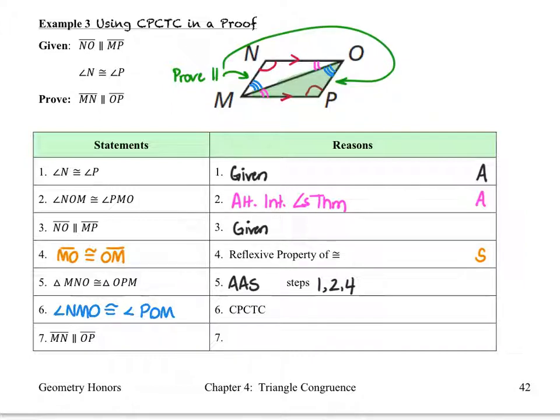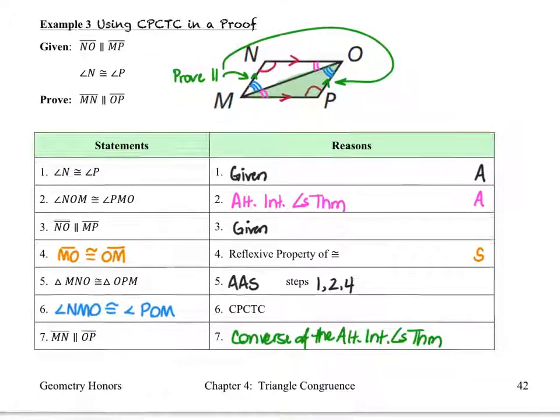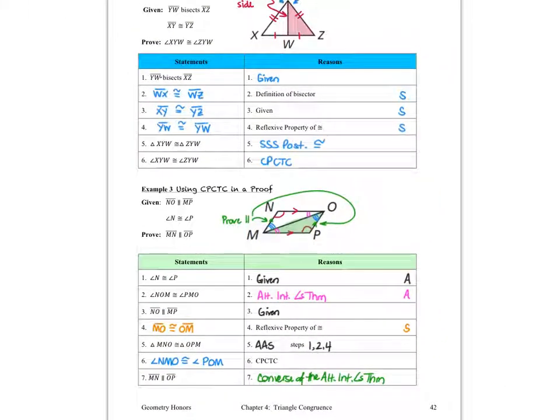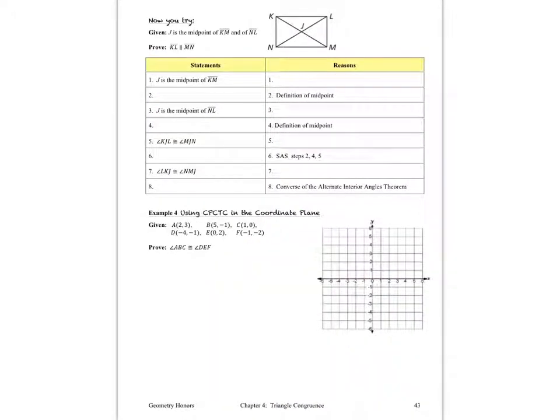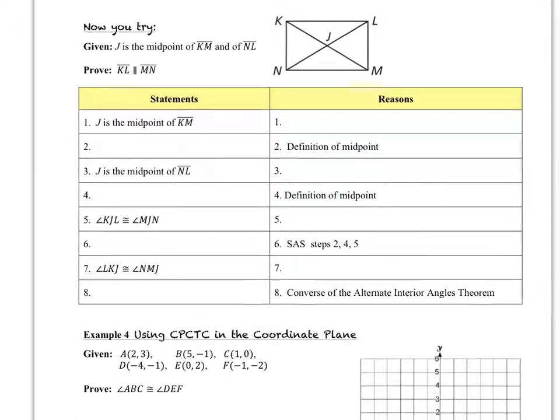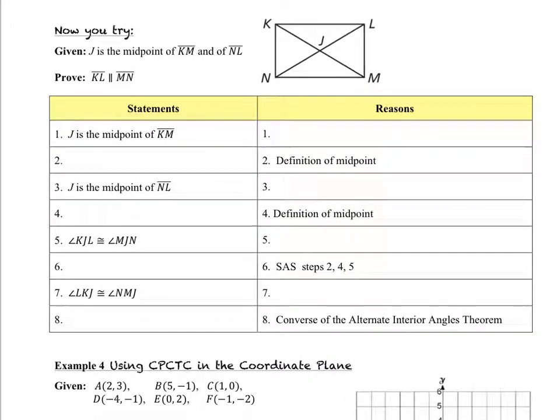And if those angles are congruent, then we have managed to prove by the converse of the alternate interior angles theorem that segments NM and PO are parallel. On the next page is a Now You Try, and you can use example number 3 as a guide. When you're ready to check your answers, you are going to turn the video back on.